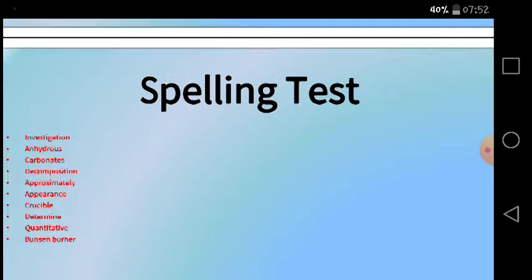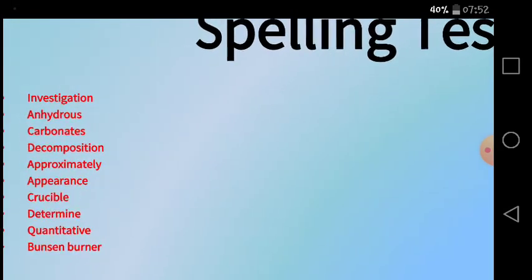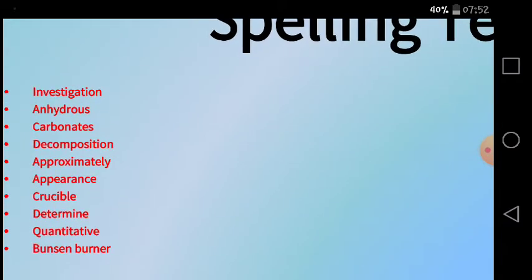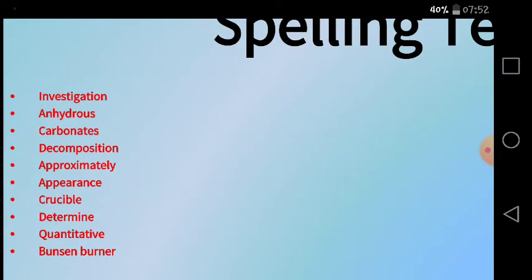I have selected a spelling test for you. These are the few words you have to memorize the spellings of. First is investigation, anhydrous, carbonates, decomposition, approximately, appearance, crucible, determine, quantitative, Bunsen burner. Dear students, you have to memorize all these 10 words with spellings, and then you have to write them in your notebooks and send them into your respective groups for checking.